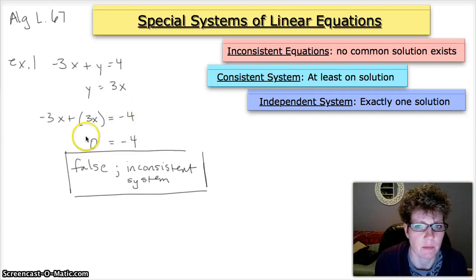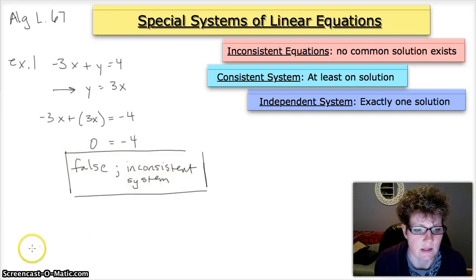So this first example is one of an inconsistent equation. So you have negative 3x plus y equals 4 and y equals 3x. Well, I'm going to use substitution to solve this because this one right here is already isolated for y. So it's going to be very easy to plug in 3x for y in the first equation. So I have negative 3x plus, and then I'm plugging in 3x, equals negative 4. So what I get is 0 equals negative 4, and that is not true. That's false. So this is an inconsistent system.